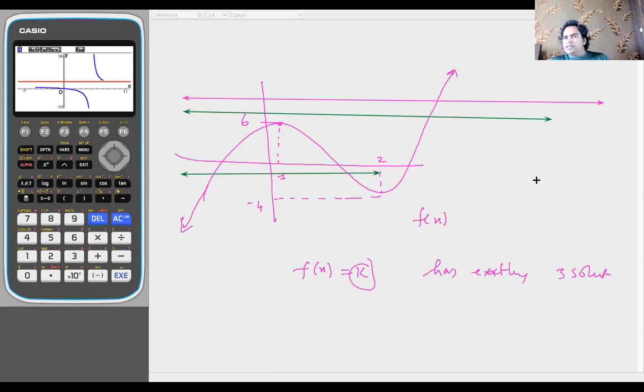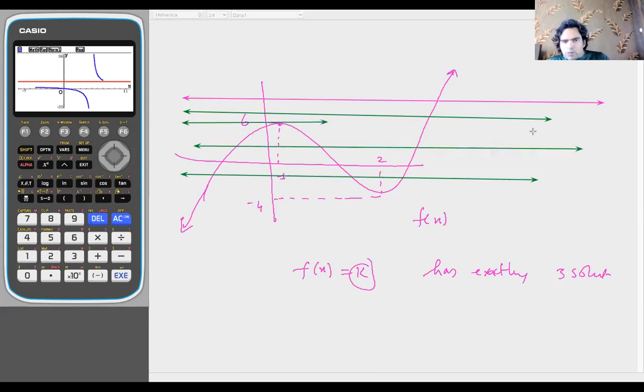If I draw a line here, yes, it cuts at 3. It cuts at 3 here. Here it will just touch at 2 points. It will cut at 2 points. So in case they're asking for 2 solutions, you take k value as 6.